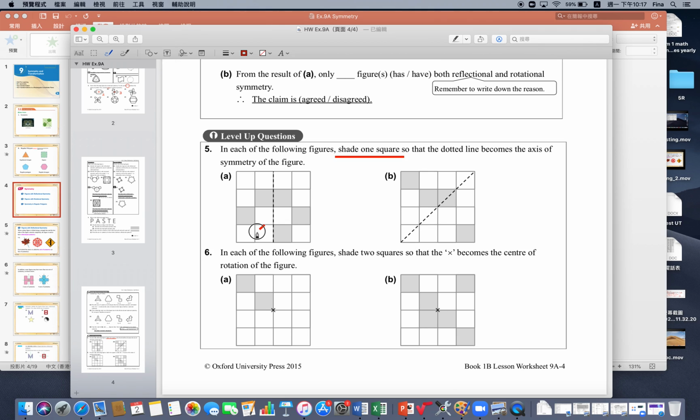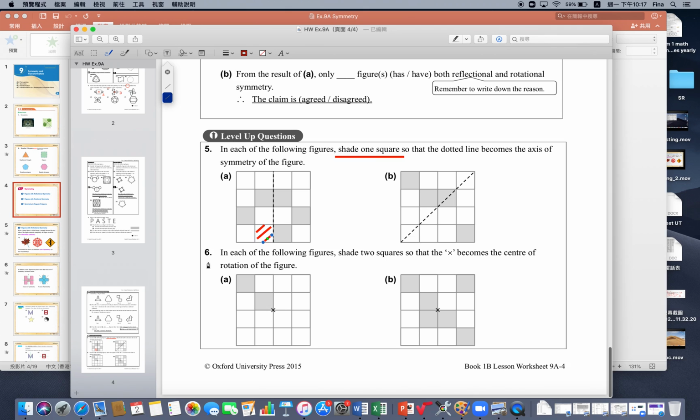And then I think it's not difficult for you to shade the square. This square only. Then you can find the answer. And this dotted line will be the axis of symmetry. And then try part B as well. Remember to shade 1 square only.